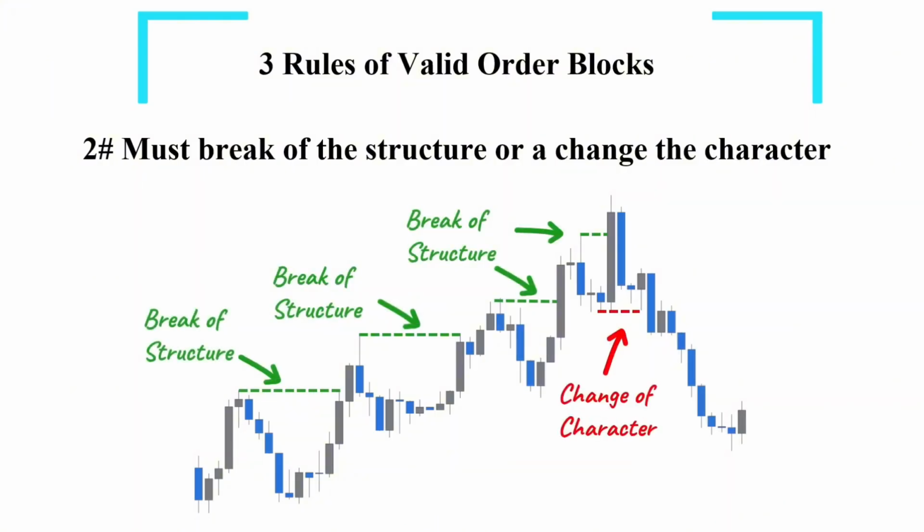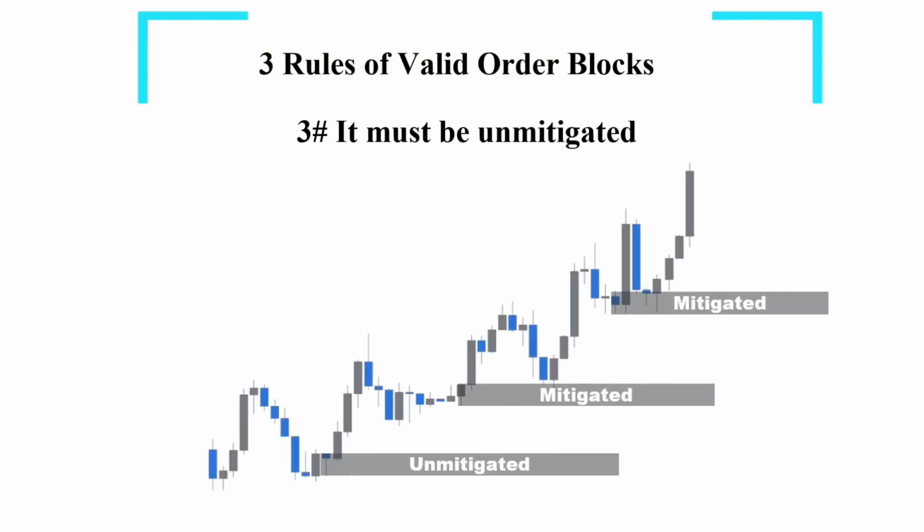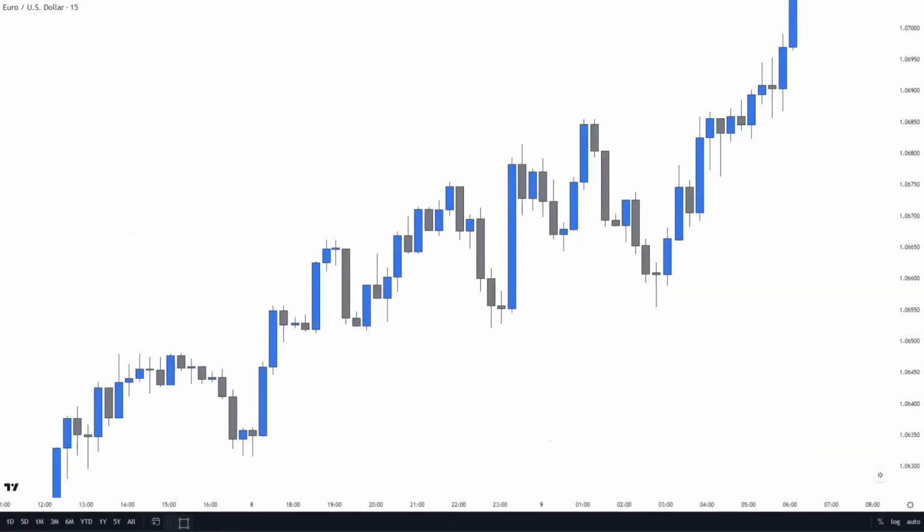A break of structure or change of character is the first clue that the market is telling us whether it intends to continue in the same direction or reverse. Third, it must be unmitigated. Order blocks are one-time use, so we only look for trading opportunities when the first-time price taps into an order block. Here on the EURUSD 15-minute chart.